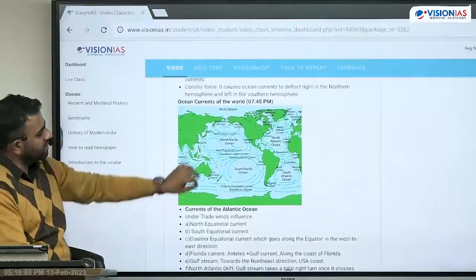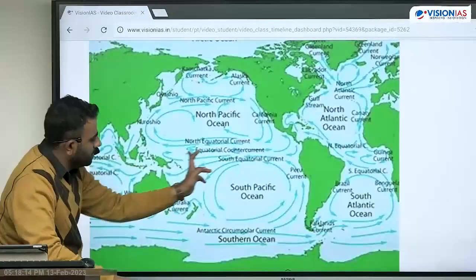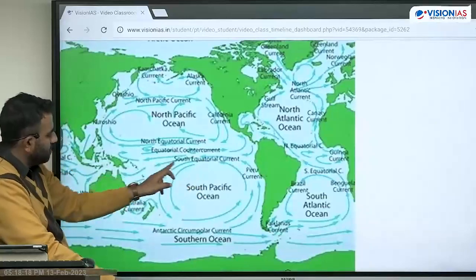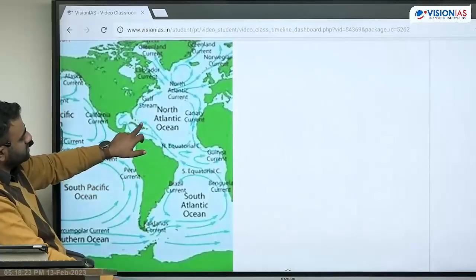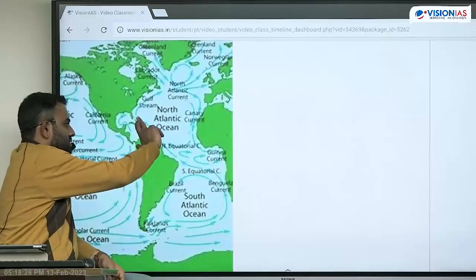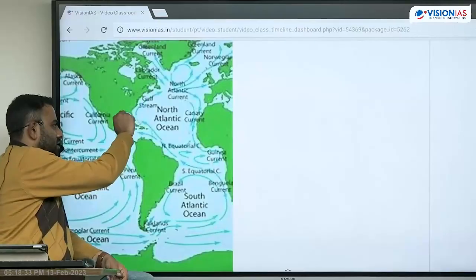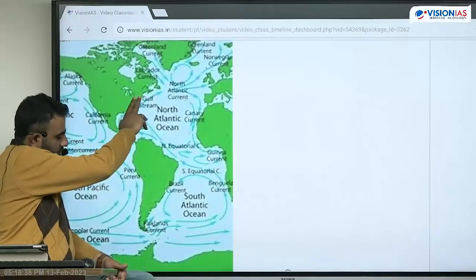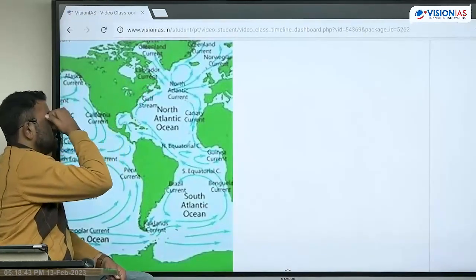Within the Atlantic Ocean, we have the north equatorial current, south equatorial current, and counter equatorial current, or equatorial counter current; both are the same. The north equatorial current merges with the northern branch of the south equatorial current, and together it moves towards the Caribbean islands and gets divided into two branches. One branch moves towards the east, which is called the Antilles current. The other branch comes inside the Caribbean Sea and then into the Gulf of Mexico, comes out and joins the Antilles current. Together it is called the Florida current, and the Florida current moves along the eastern coast of USA, and that is called the Gulf Stream.